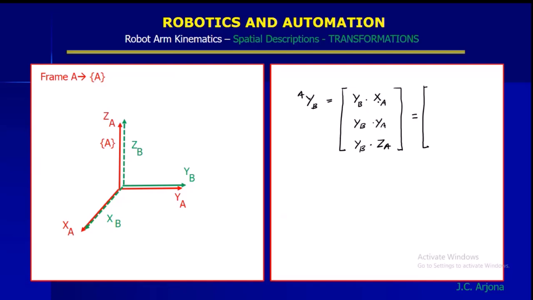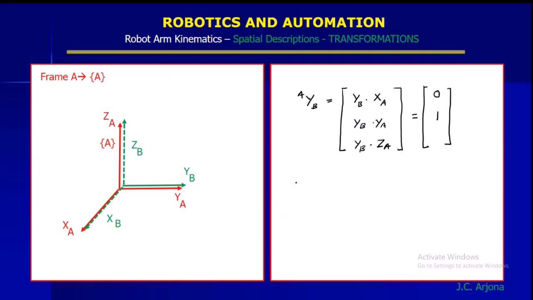So what is YB dot XA? So here is the YB. Where is the XA? Here. So it's 90 degrees, so this is 0. And what is YB dot YA? So this is YB and YA, it's 0 degrees. So cosine 0 will be 1.